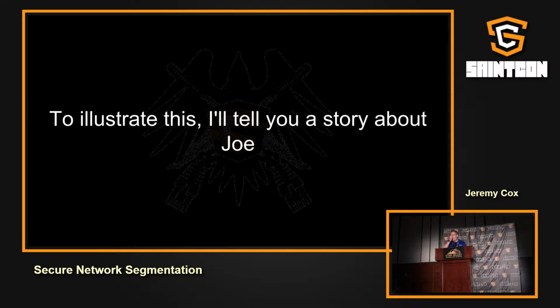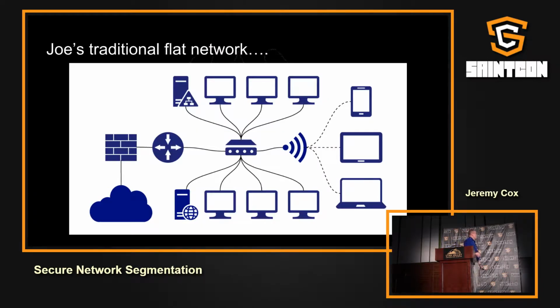Now, Joe is your average network engineer. He got hired. He's on the job. He's not sure exactly how to put it together, but he knows enough that he's put this network together, and Joe runs a small business. And so this is Joe's traditional flat network. On Joe's network, he's got about 6 workstations. He's got a web server. He has a file server.